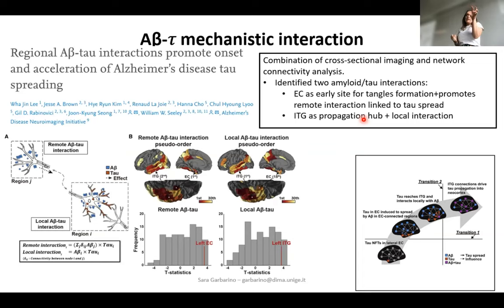And the other interaction that they identified in a data-driven way is the one in the inferior temporal gyrus, which appears to be both a propagation hub for tau and a region that promotes local interaction of amyloid and tau. So the paper is very interesting, very complex, with different types of modeling techniques that combine imaging and connectivity analysis, but I really suggest it if you're interested in modeling the combination and interaction of amyloid and tau.